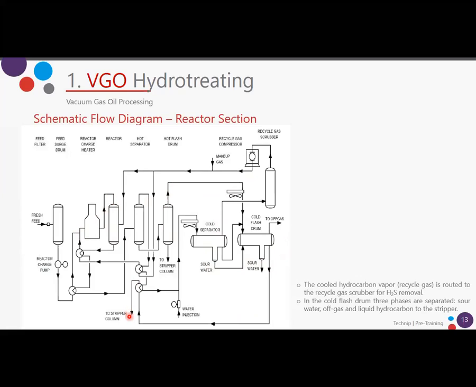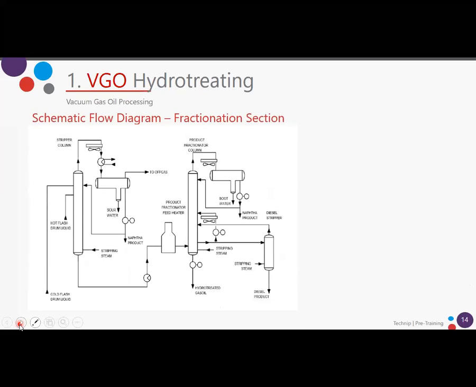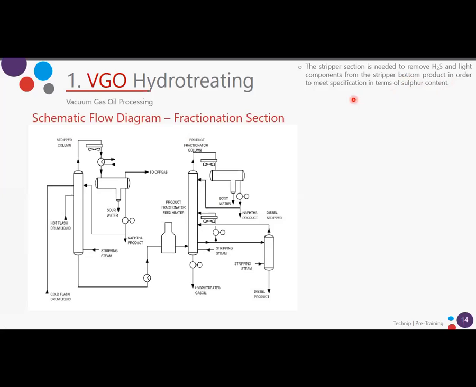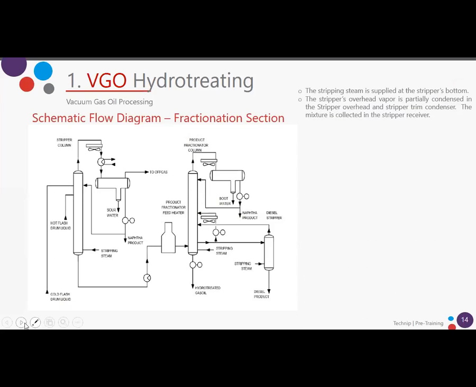We will now go to the stripper column. So we have the stripper column here. That is, of course, needed to remove the H2S and light component from the stripper bottom product in order to meet the specification in sulfur content. So here we have the stripping steam.